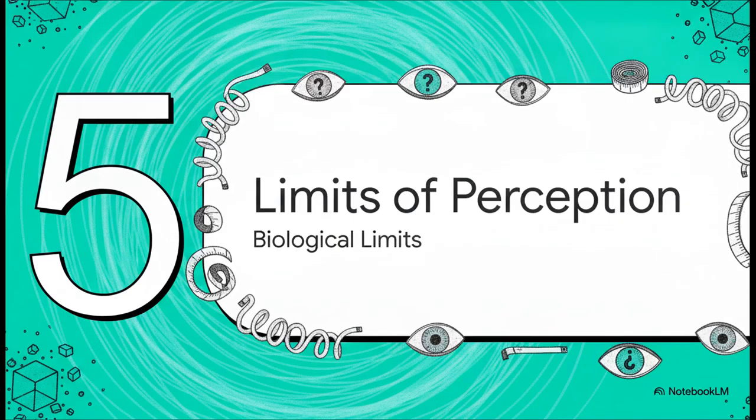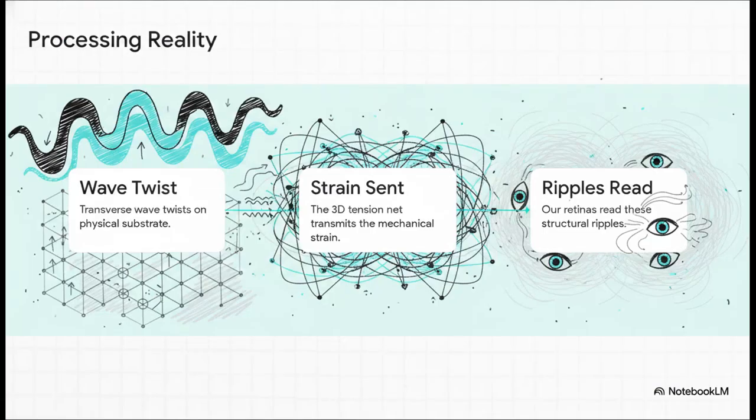Now for Section 5, the limits of perception and the processing limit of our biology. You see, human perception relies entirely on mechanical strain. A transverse wave, like light, requires a physical substrate to twist against. Because the energetic net is a 3D lattice of baseline tension, a wave can only ripple across the x, y, and z axes.